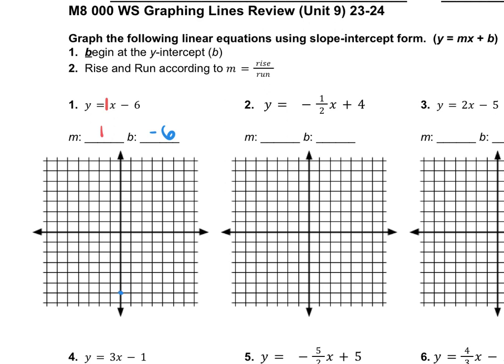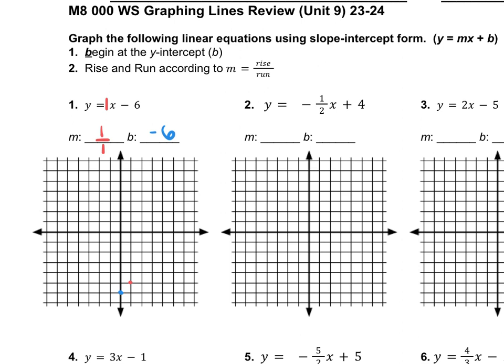Then, because my slope is 1, if I make that a fraction, to make anything a fraction, I can put it over 1. That means my rise is 1 and my run is 1. So I'm going to rise 1, run 1 from my y-intercept. So I'm going to go up 1 over 1. And then I'm going to put a point.